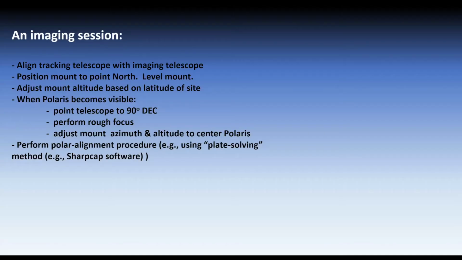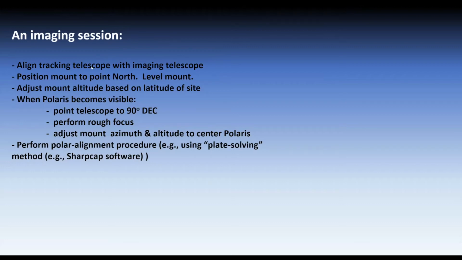Okay, so that sort of covers the basic equipment for an imaging session. When you go out to look at the stars and say, I want to get an image of that, you have all this equipment, and it's not just go hit the button, take the picture, and go home. There's quite a few steps that you need to go through to get your image, and I go through the steps on this chart.